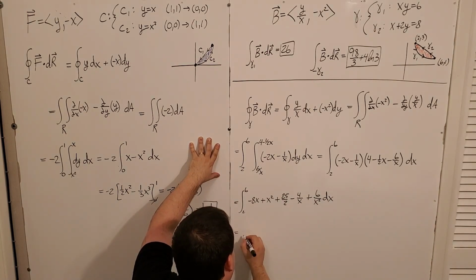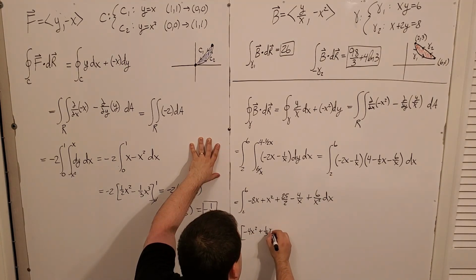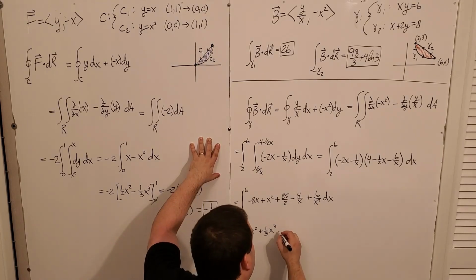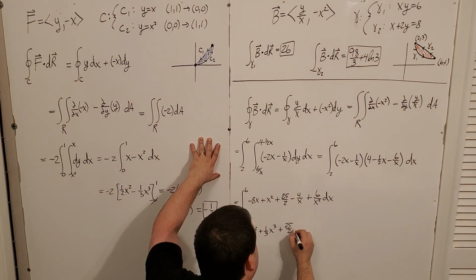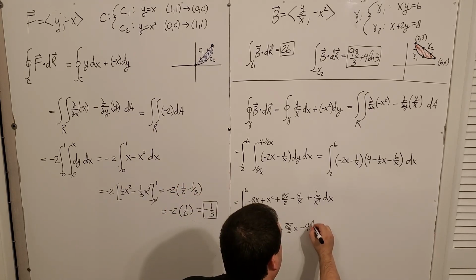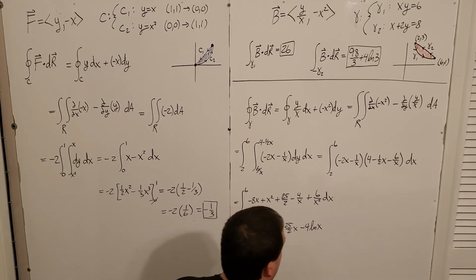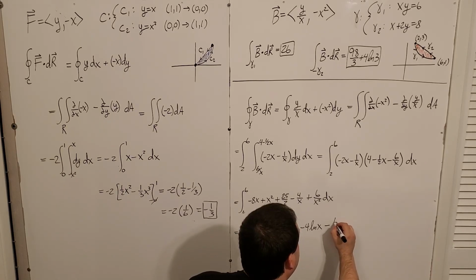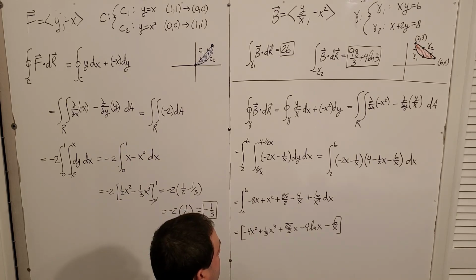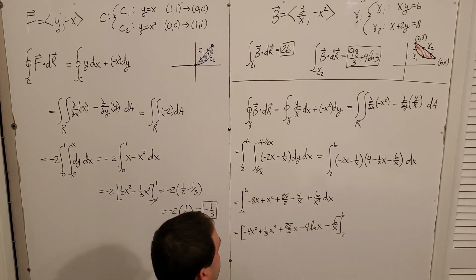So let's see. Antiderivative, I've got negative 4x squared plus 1/3 x cubed plus 25 over 2x minus 4 ln absolute value of x, but we've got nothing but positive values. And then minus 6 over x there, right? All right, that's evaluated from 2 to 6.